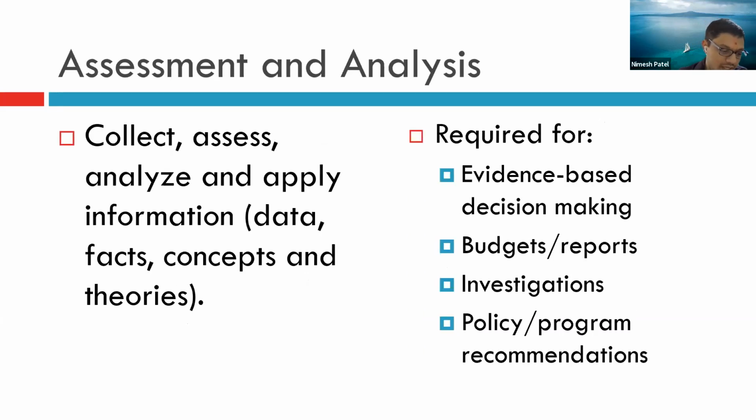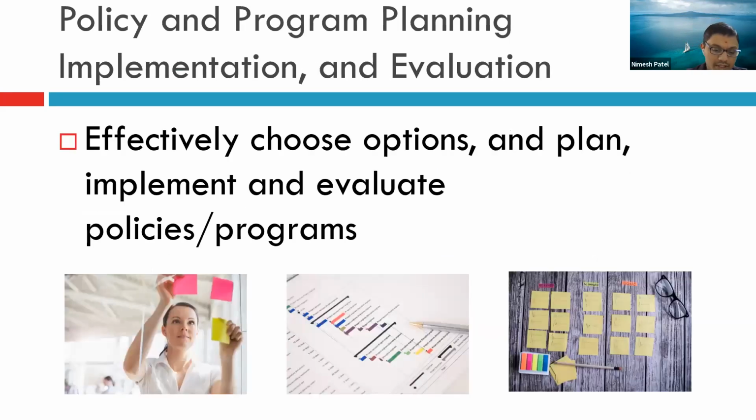The second competency describes the core competencies needed to collect, assess, analyze, and apply information, which includes data, facts, concepts, and theories. Right? These competencies are required to make evidence-based decisions, which is crucial for evidence-informed public health, to prepare budgets, reports, and investigations, and make recommendations for policy and program development. And policy and program development is the next competency, which involves effectively choosing options and planning, implementing, and evaluating the policies and the programs.